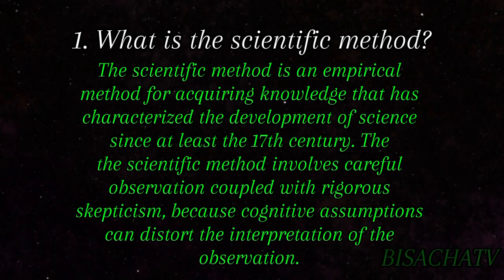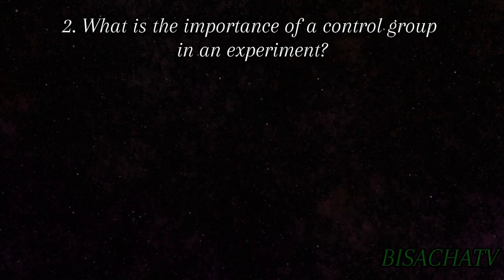The scientific method is an empirical method for acquiring knowledge that has characterized the development of science since at least the 17th century. The scientific method involves careful observation coupled with rigorous skepticism, because cognitive assumptions can distort the interpretation of the observation. Number 2, what is the importance of a control group in an experiment?